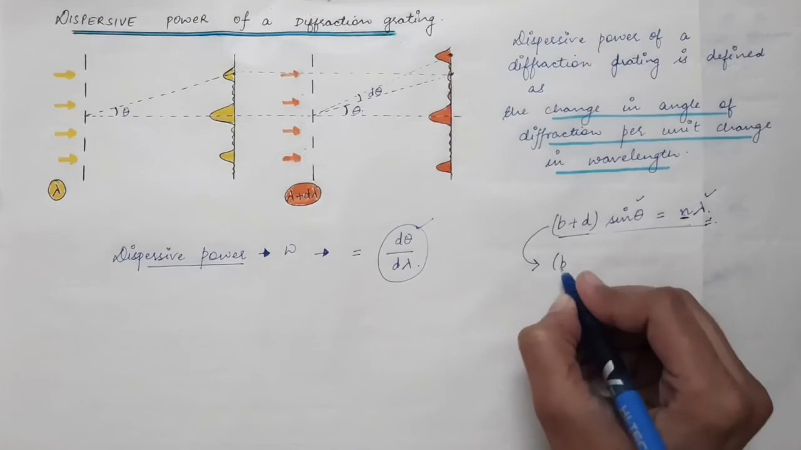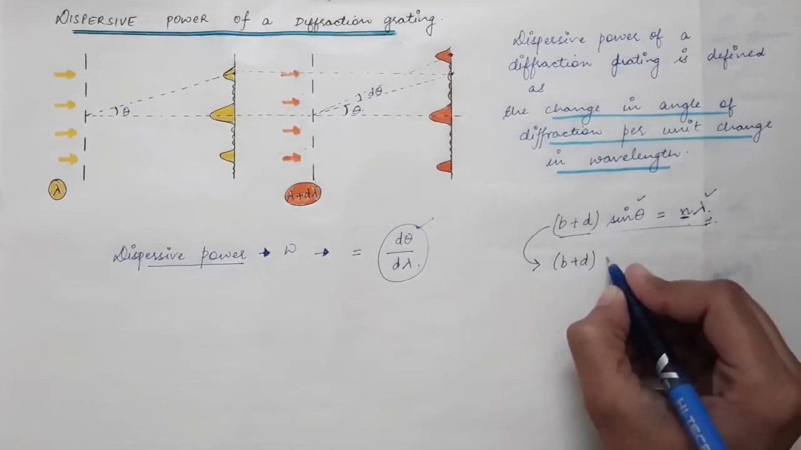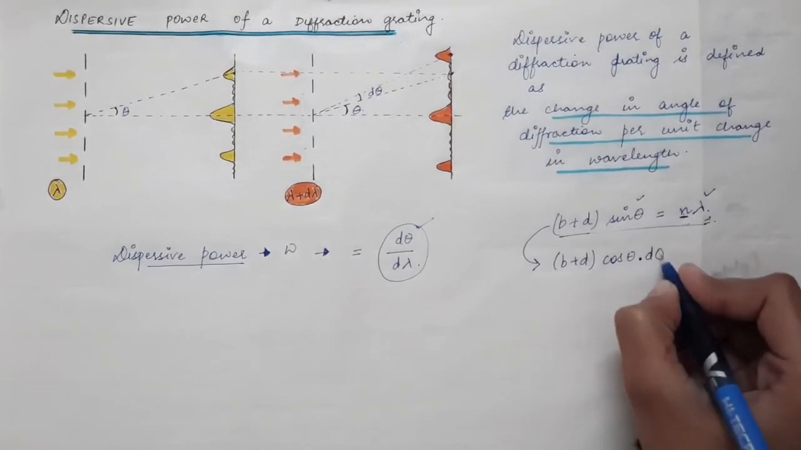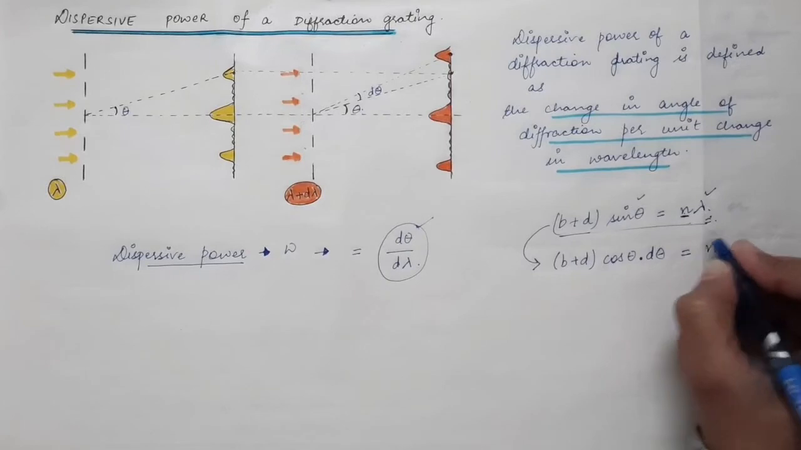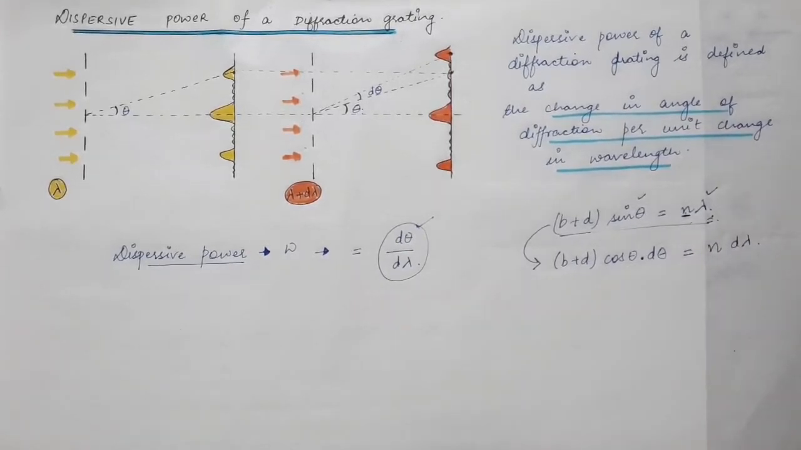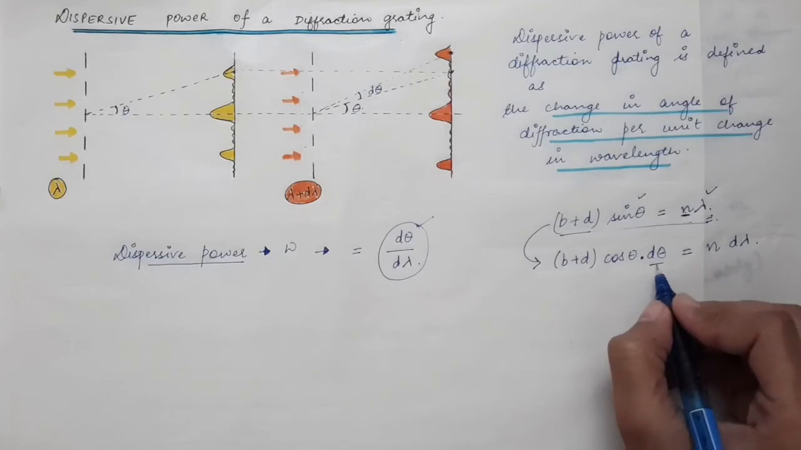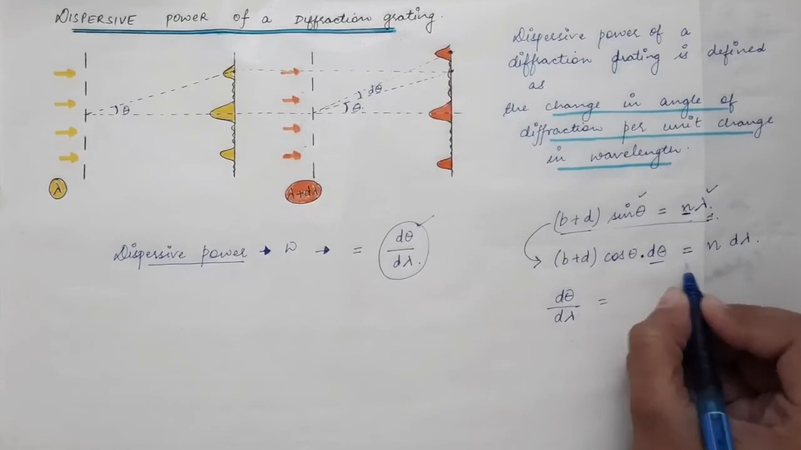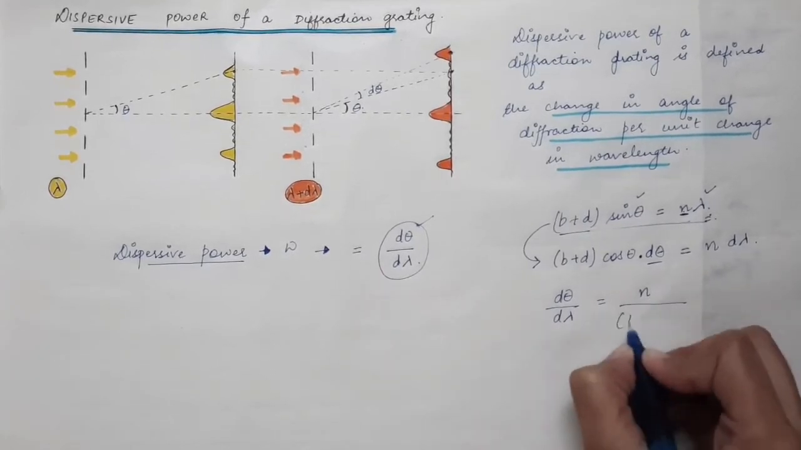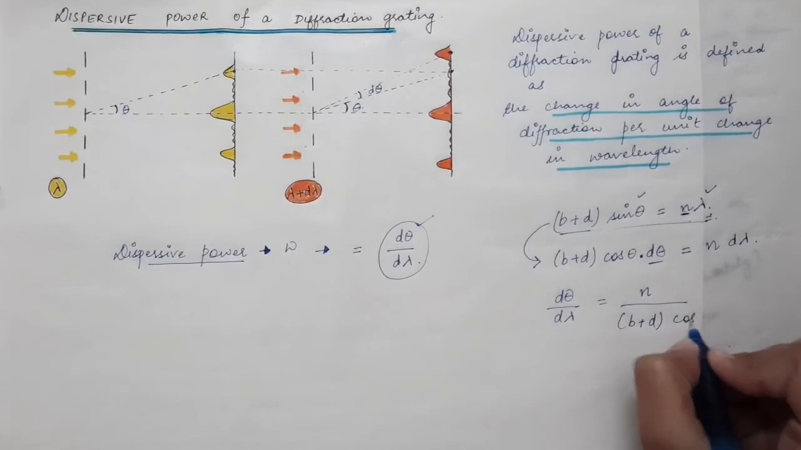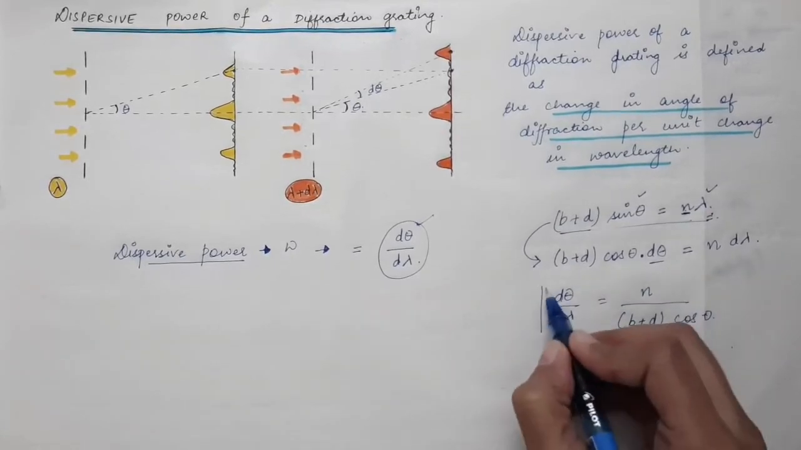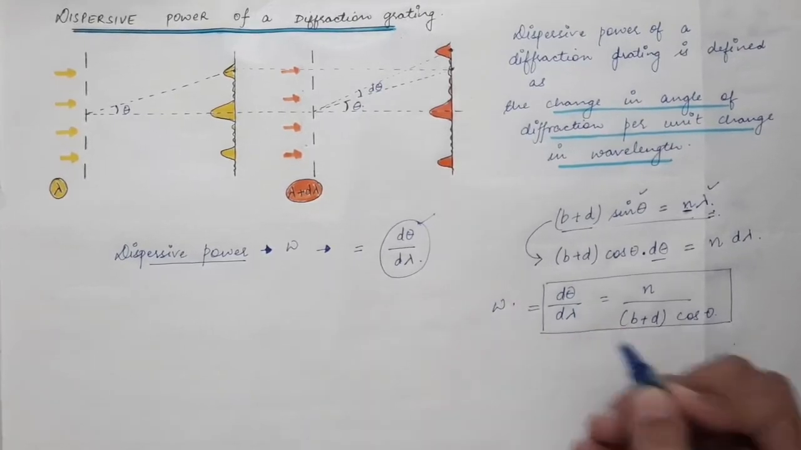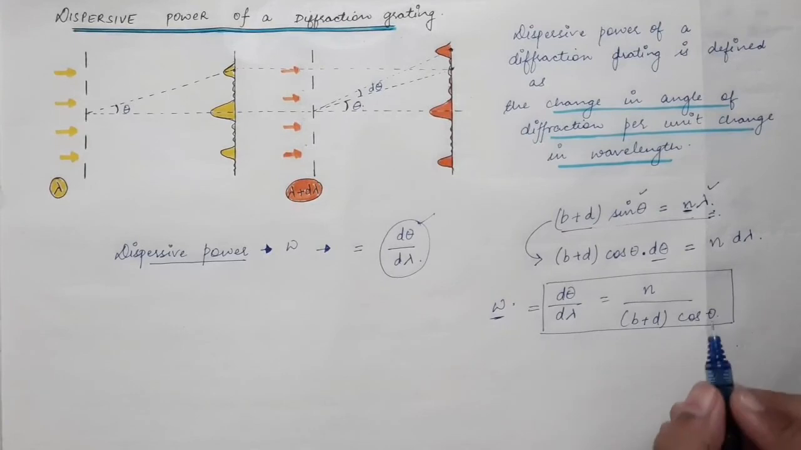b plus d is constant, so it will be b plus d as it is into cos theta, since differentiation of sin theta is cos theta into d theta. That will be equal to n as it is into d lambda. So you can easily find d theta by d lambda from here, that will be equal to n divided by b plus d into cos theta. This is the expression of dispersive power of a diffraction grating, and this is equal to omega.